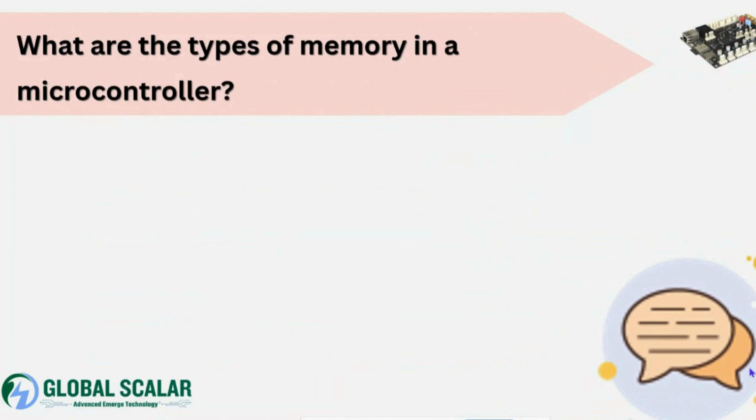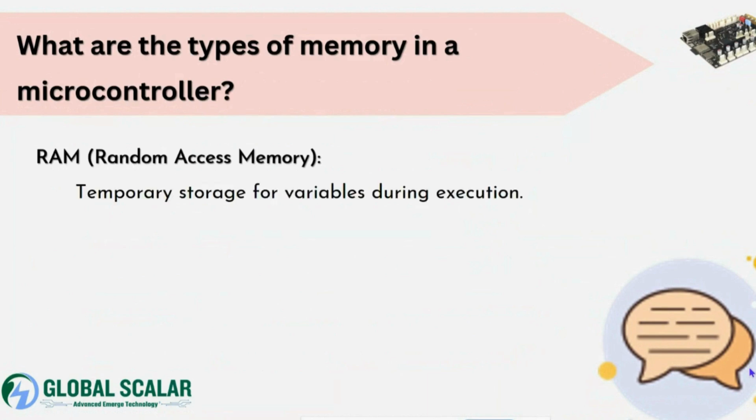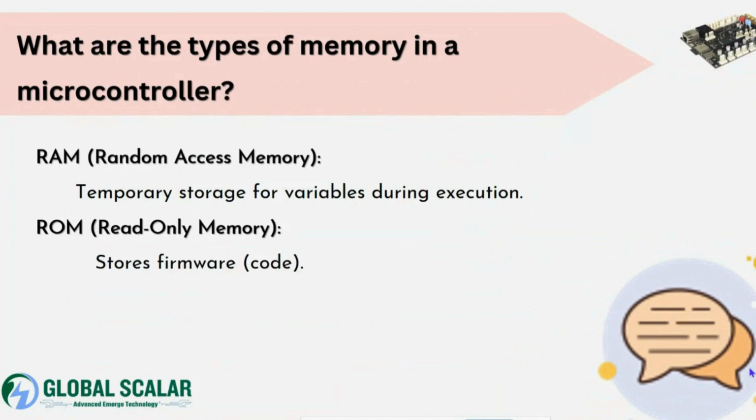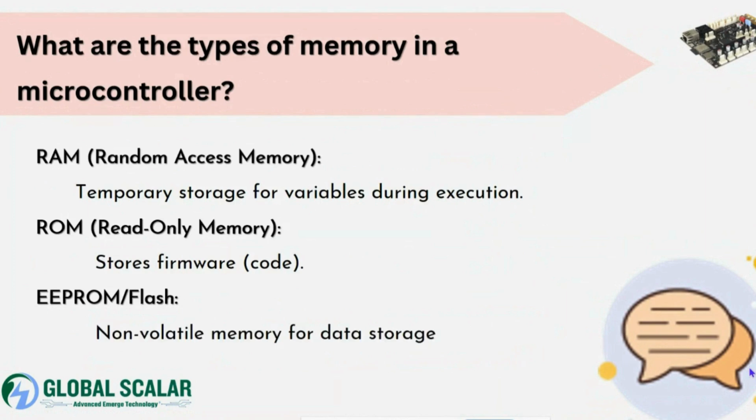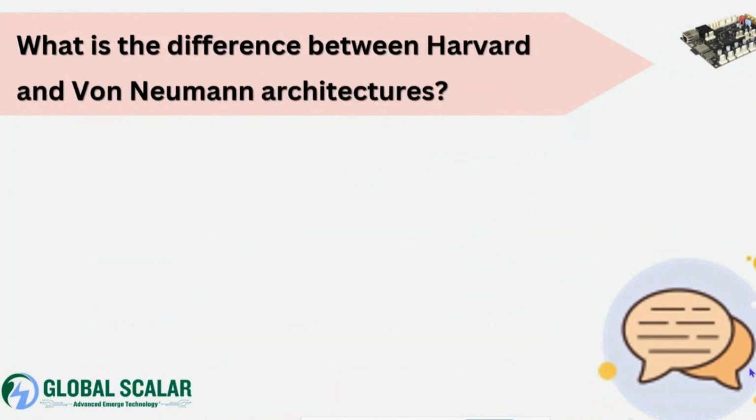What are the types of memories in a microcontroller? RAM, random access memory, is a temporary storage for variables during the execution time. ROM, read-only memory, stores the code or the program which we uploaded. And EEPROM or flash memory is a non-volatile memory for data storage.